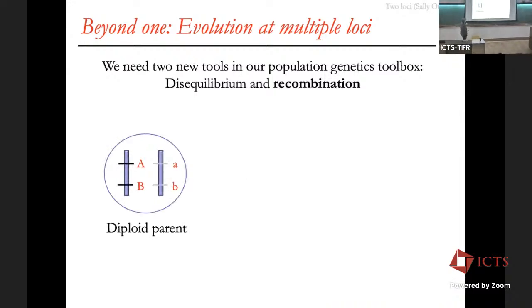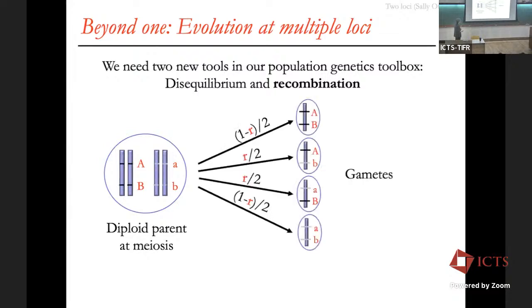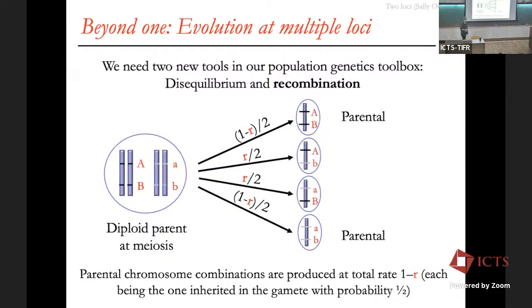So let's walk through this meiosis. If you have a diploid parent of this configuration, then right before meiosis, the chromosomes double. And then I've listed all of the possible gametes that can be formed from that diploid parent. Let's focus on the top and the bottom. Those are the parental combinations. If there weren't recombination, that's all we'd have, the top and the bottom.